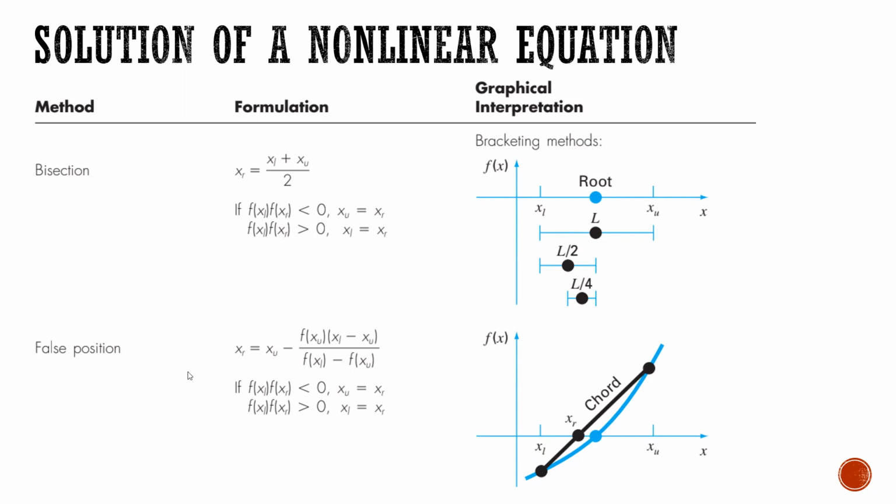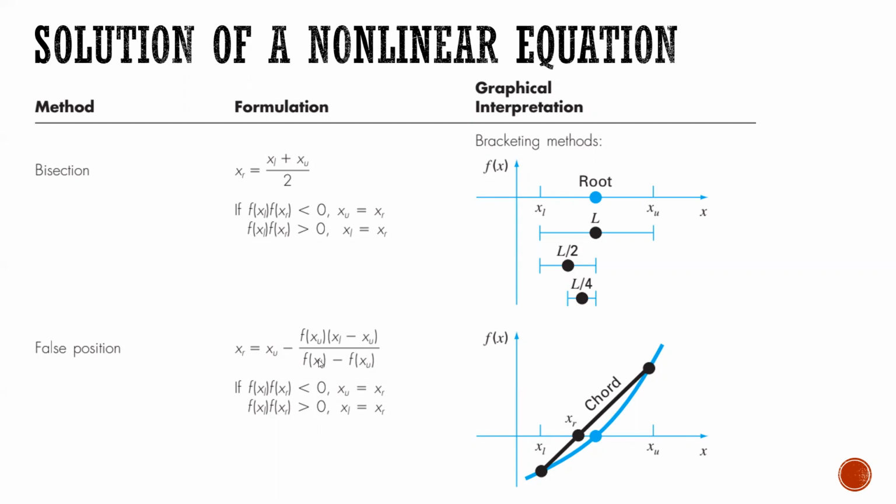Second method is false position method. In this method, we consider 2 points again, xl and xu, and take a chord and find its intersection with the x-axis. Now we take the value of the function at this point xr, and again we check if the function value is negative or positive. And on this basis, we again proceed with this equation until convergence.